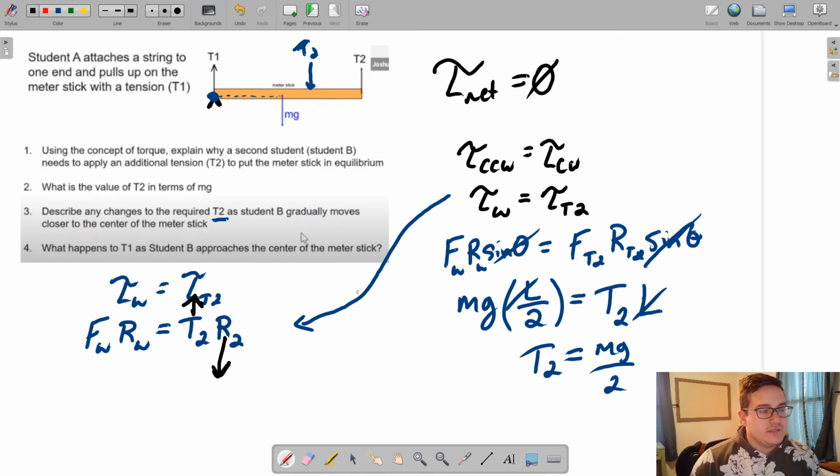All right, what happens at T1 as student B approaches the center of the meter stick? Well, if we look at it this way, we can then say, what happens if T2 is right over the meter stick? What happens there? Well, that means that all of the weight is being pulled up by tension 2, and so then we can say, as T2 approaches center of mass, T1 approaches 0.